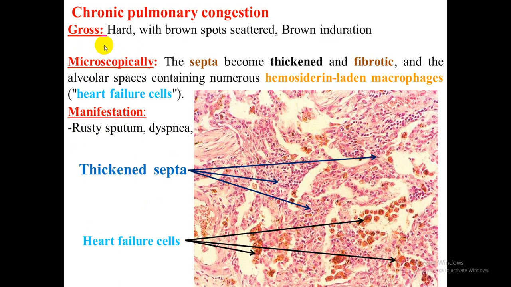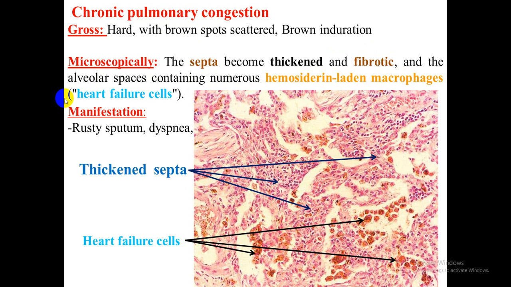In chronic pulmonary congestion, grossly the affected lung appears hard with brown spots scattered, brown induration, brownish hardening on its surface. Microscopically the septa become thickened due to fibrosis, because in the chronic case there is activation of fibroblasts that produce extracellular matrix. So it is associated with thickening of the alveolar septa due to fibrosis, and the alveolar spaces contain numerous hemosiderin-laden macrophages, a characteristic feature of chronic pulmonary congestion.